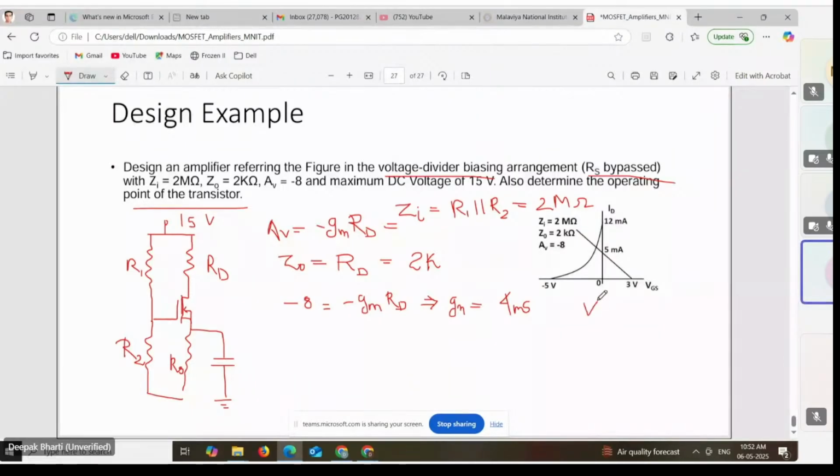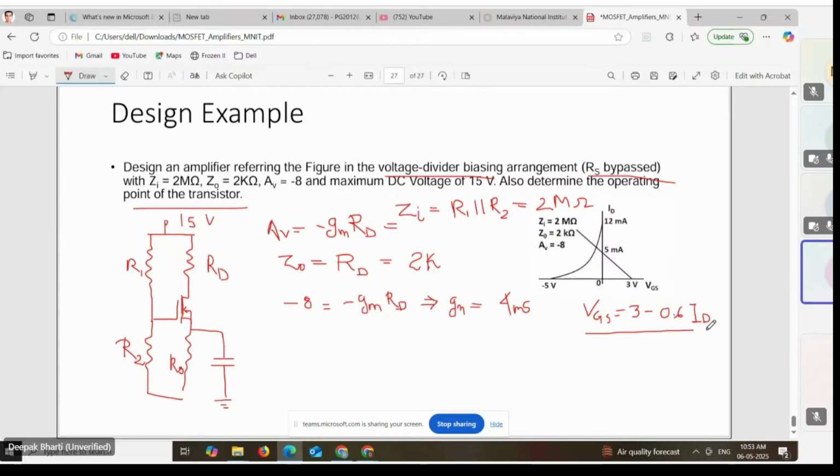So we can easily write that it will be VGS is equal to 3 minus 0.6, that will be 3 by 5, yes, 3 by 5 points, that is 0.6 times ID. Okay, VGS equal to 3 minus 0.6 ID.